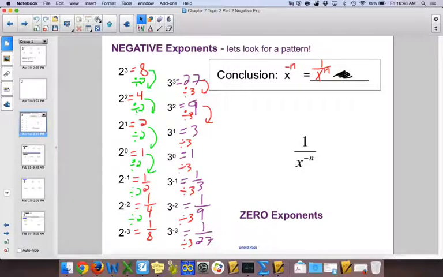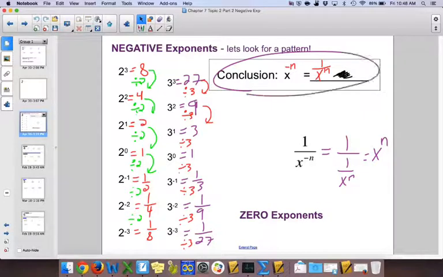Okay, and as a similar pattern down here, 1 over x to the negative n would be the same as saying 1 over 1 over x to the n power, which is really just another way of saying x to the n. But we'll get to that pattern a little later on. This is the one we want to focus on. X to the negative n is equal to 1 over x to the n.